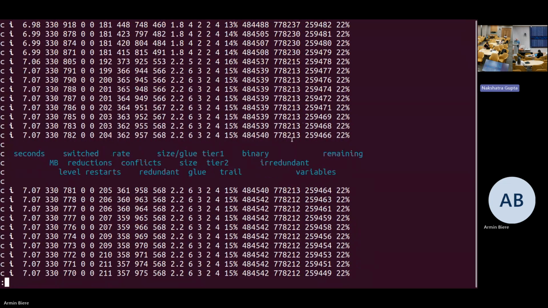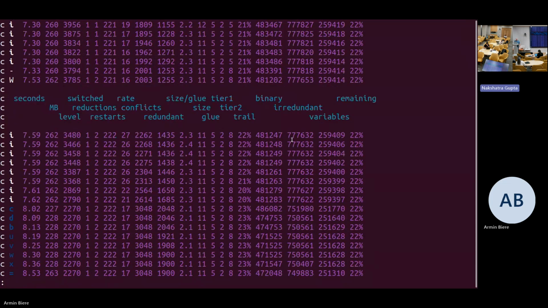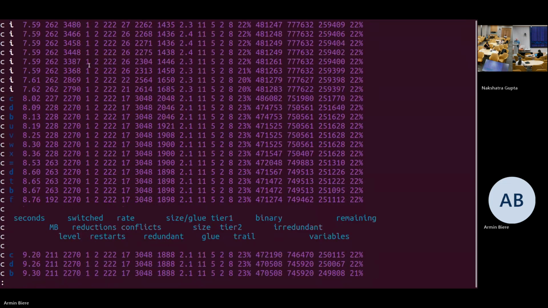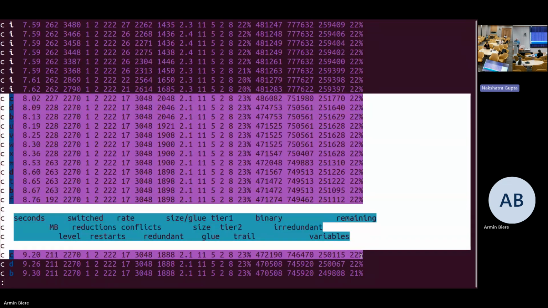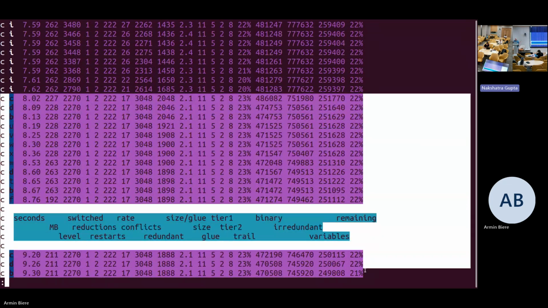And then at one point you start here with another round. This is now inprocessing. All these preprocessors are preempted if they take too much time and resumed. In particular, we learned new unit clauses, so we simplified the formula. So it's clear that we want to do, for instance, this factorizing again.